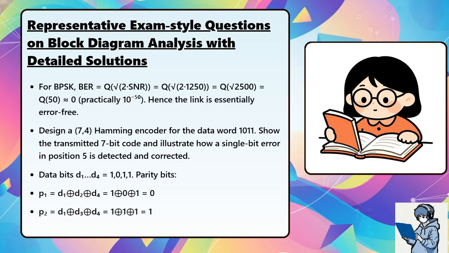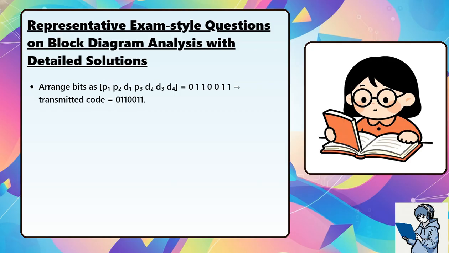Parity 2 equals D1 exclusive or D3 exclusive or D4, which is 1 exclusive or 1 exclusive or 1, equal to 1. Parity 3 equals D2 exclusive or D3 exclusive or D4, which is 0 exclusive or 1 exclusive or 1, equal to 0. Arrange bits as [P1, P2, D1, P3, D2, D3, D4], which gives 01100011, resulting in transmitted code 01100011.